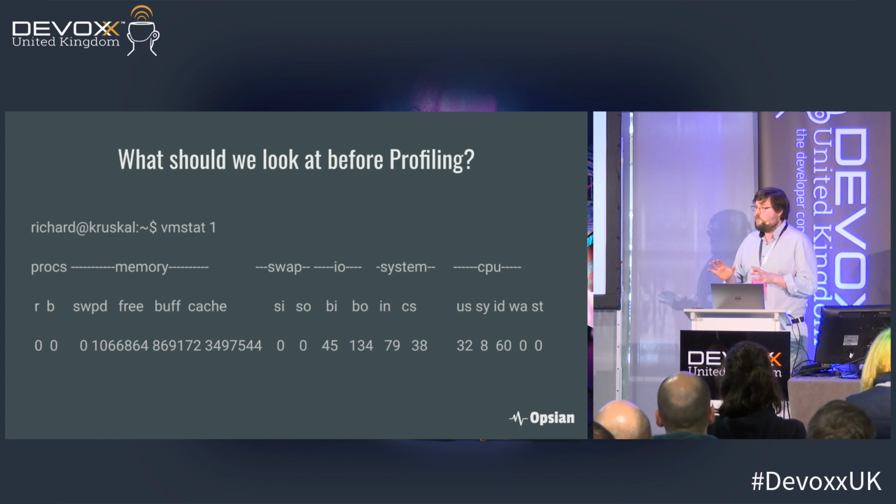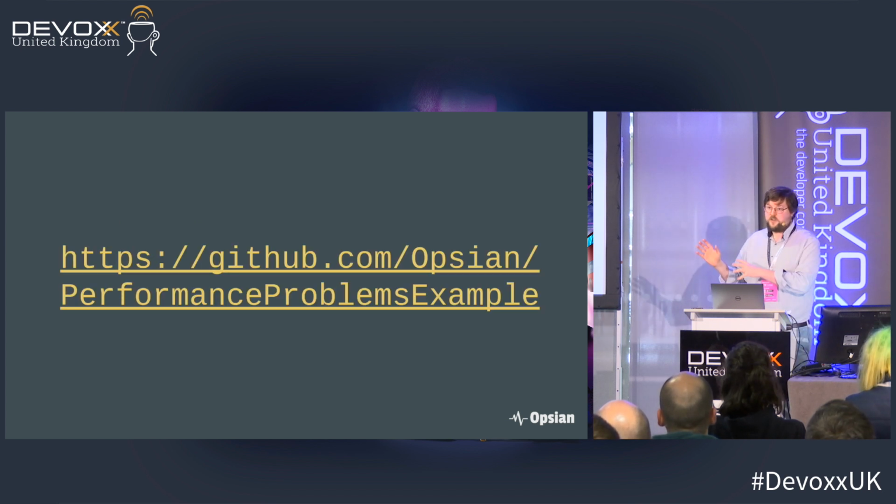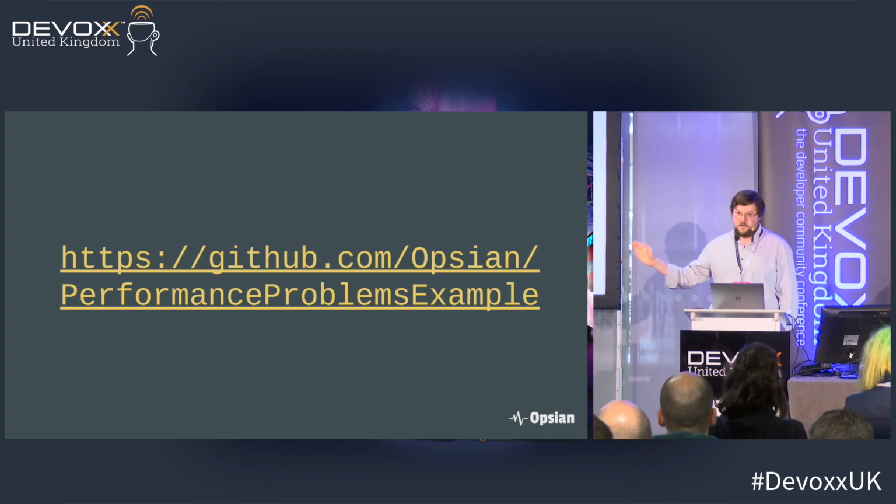But let's assume for the moment we aren't going to look at the metrics for the different examples I'm going to look at, because I've already had a look at them beforehand, and I just want to focus more on profiling. So let's move on to those examples. If you're interested in having a play around with them after the talk, I've put the code up on GitHub, github.com/option/performance problems example, and the slides will be available after the talk, so you can have a look at it there.